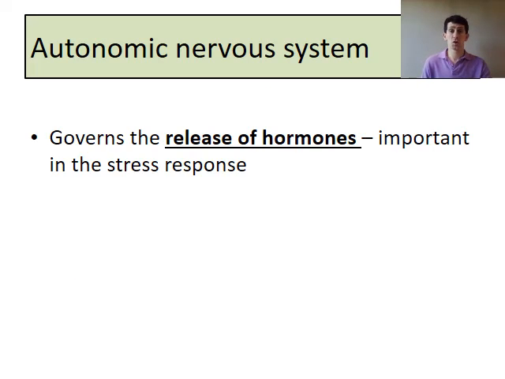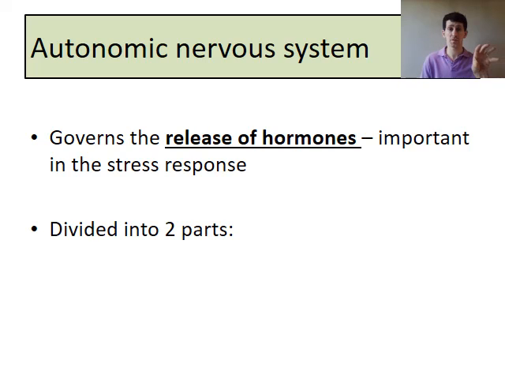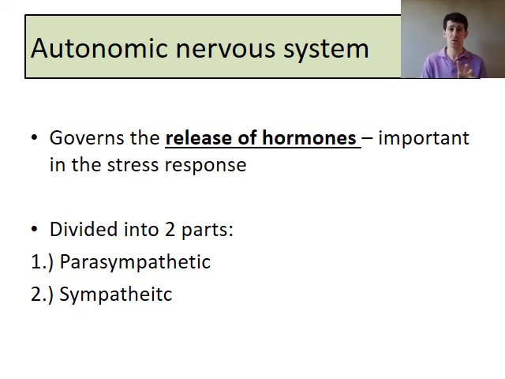So, the autonomic nervous system, if you remember, is the thing in charge of automatic processes within our body. It governs a lot of the release of different hormones in the stress response. And if you remember, the autonomic nervous system has two main parts, the parasympathetic and the sympathetic nervous system. The sympathetic nervous system increases heart rate and increases breathing rate, whereas our parasympathetic system brings everything back to normal.